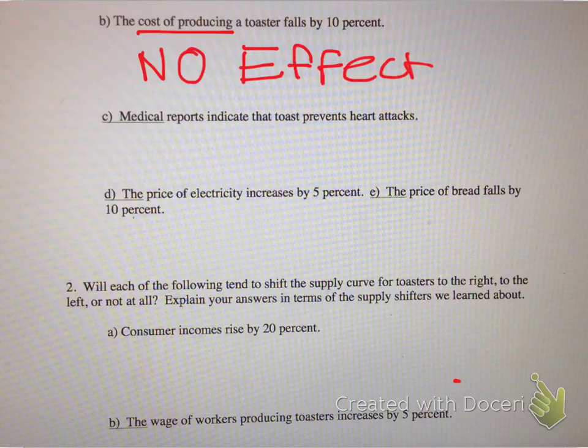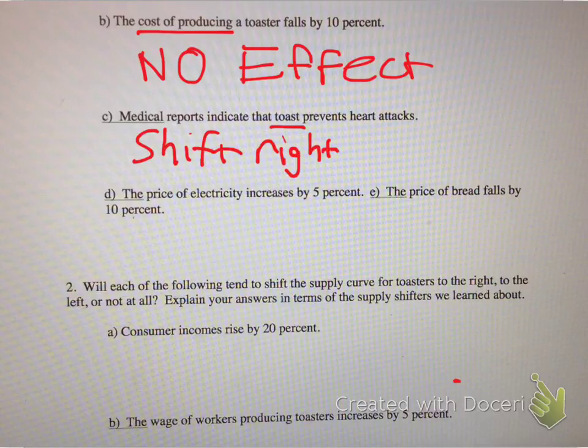Okay. Medical reports indicate that toast prevents heart attacks. Well, if toast prevents heart attacks, people are going to want to buy more toast, and therefore more toasters. Since these are complementary goods, you will have an increase: a shift to the right in demand. You could explain why through the reasons for shifts. Like we said, if you need more toast, then you need more toasters.